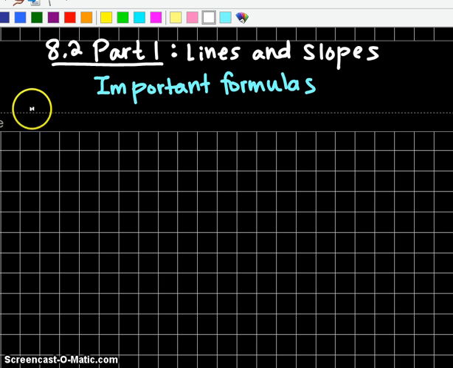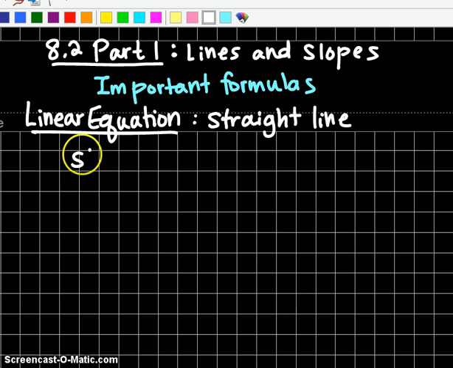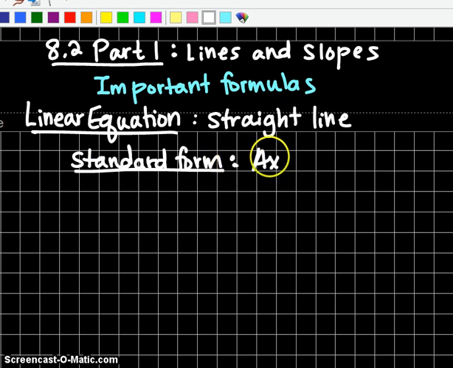So in 8.2 and 8.3, we're going to be talking about linear equations. A linear equation is a graph that makes a straight line. Specifically, there's three formulas we can use for linear equations, and these three formulas we're going to use for 8.2 and 8.3. So a linear equation could come in standard form. Standard form is when the x's and the y's are on the same side for your equation of your line. Ax plus By equals C is the standard form.